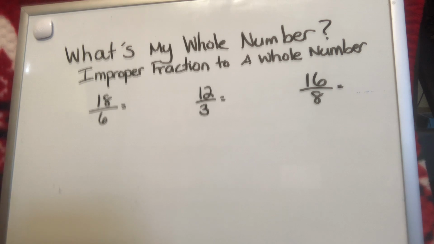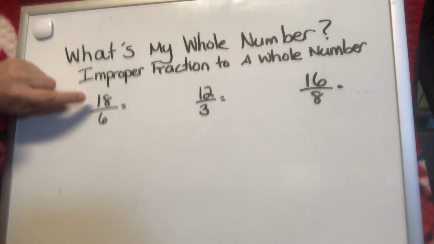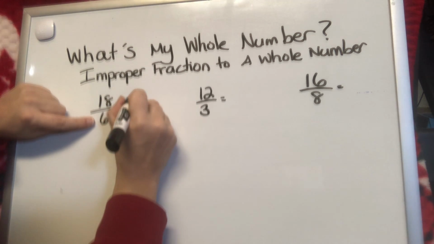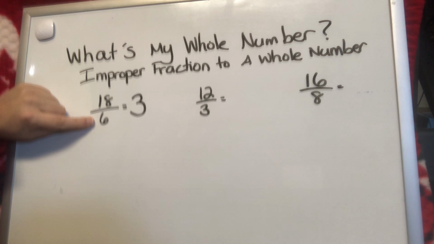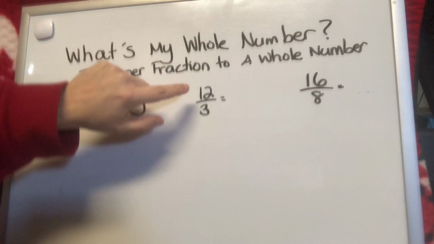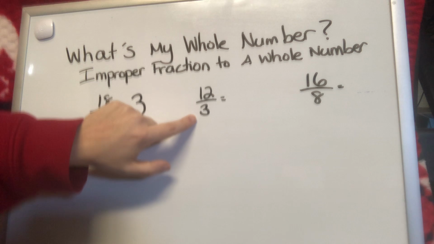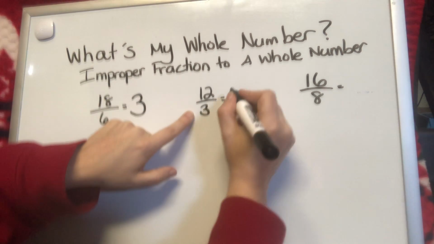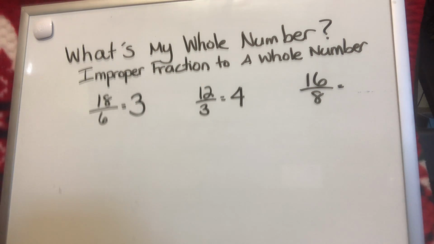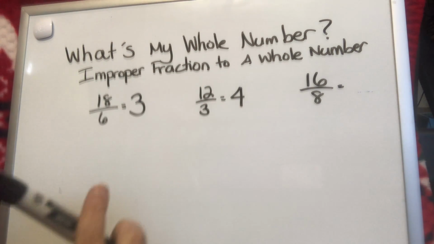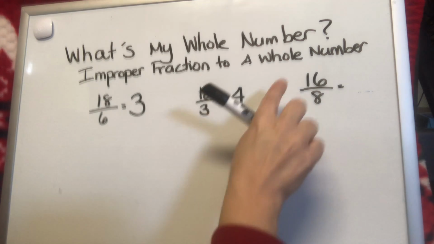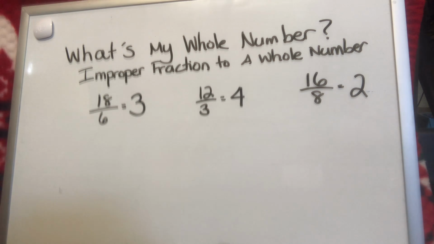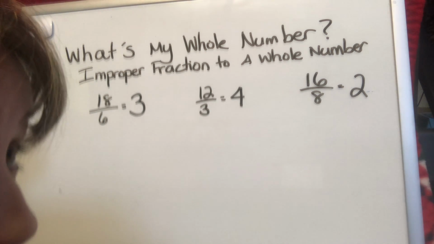So to figure out what whole number it would land on, we would divide. So 18 divided by 6, right, is 3. So on the number line, it would be 3, okay? So if we had 12 thirds on the number line, we would say 12 divided by 3. That's 4. That would be 4 on the number line, okay? 16 eighths, right? We're going to divide 16 divided by 8. That's 2. And so you're looking for that nice division, okay?